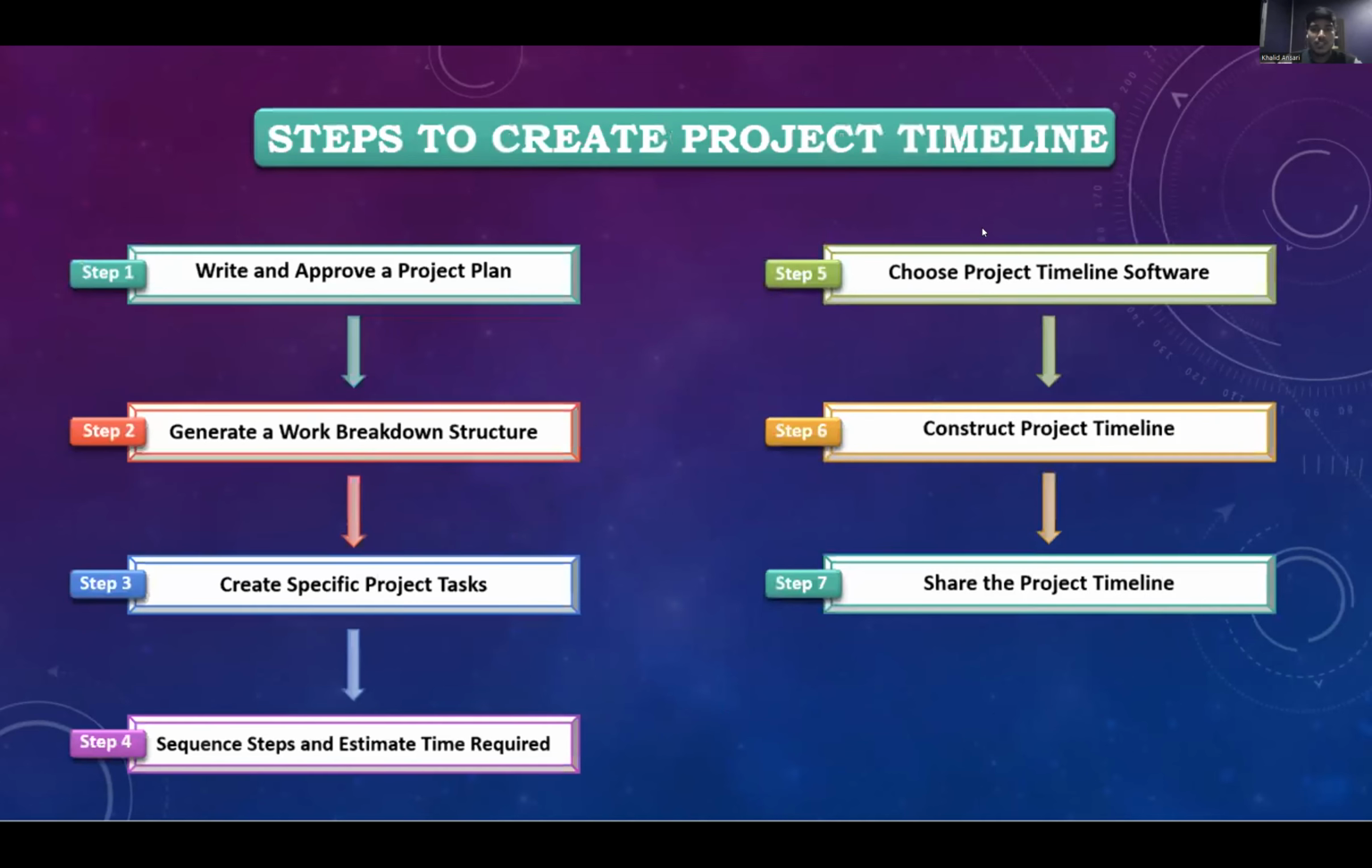These are the steps to create a timeline. Step 1, write and approve a project plan. In this step, we have 2 things. 1, essential questions to answer. That is, what is the scope of the project, goals, stakeholders, and requirements. And 2, it's attainable goals, project scope, and understanding the project objectives.